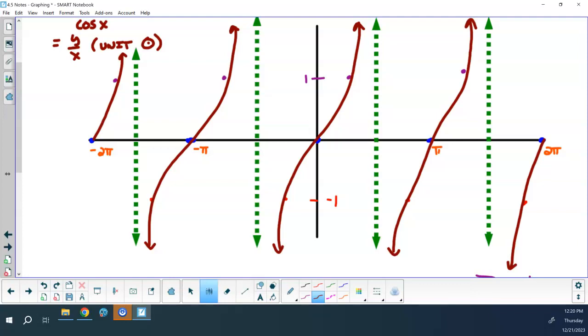Because there's points of discontinuity. Because now in tangent we're dividing by 0. See, in sine and cosine we were never dividing by 0. So we never had vertical asymptotes. Okay?